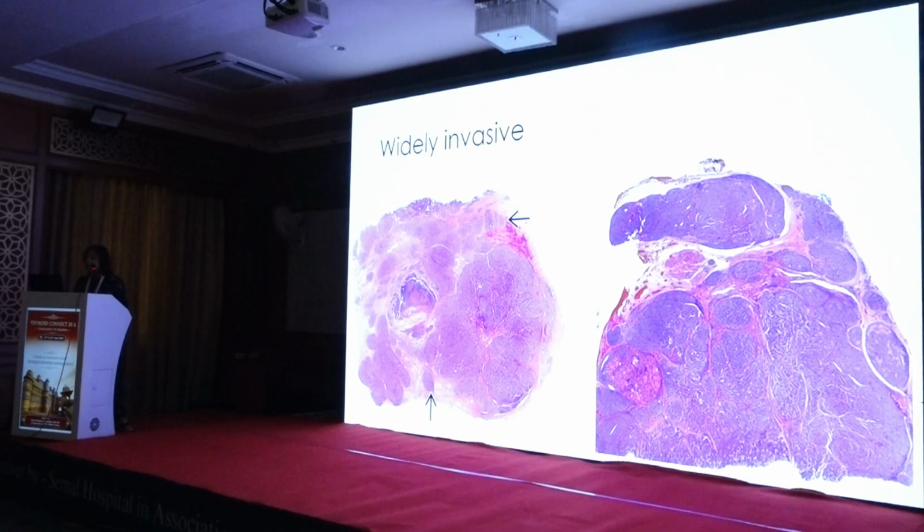These are some of the examples of widely invasive. This is the original nodule here, but it has widely invaded everywhere. Here also, this is the main tumor, and it is going wide away into the adjoining tissues.